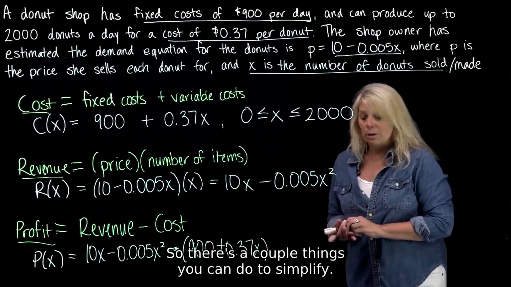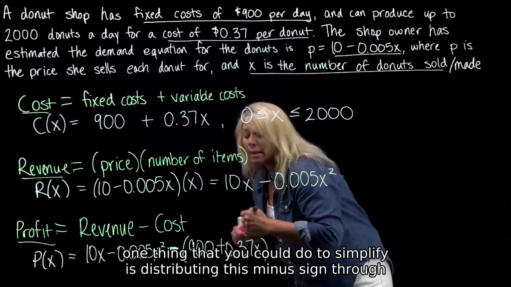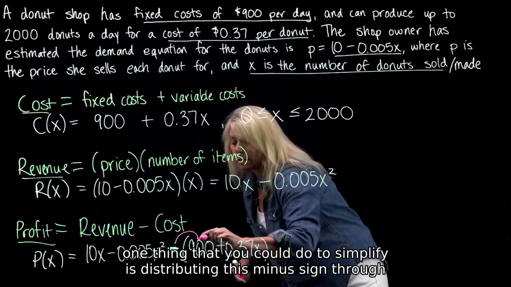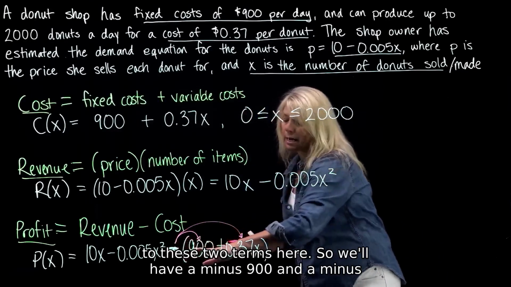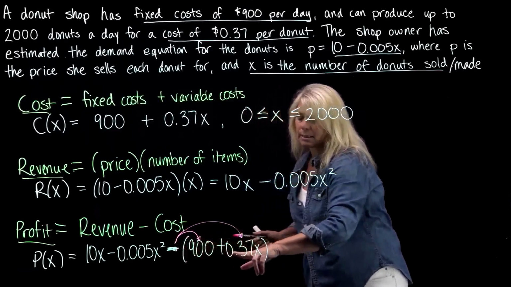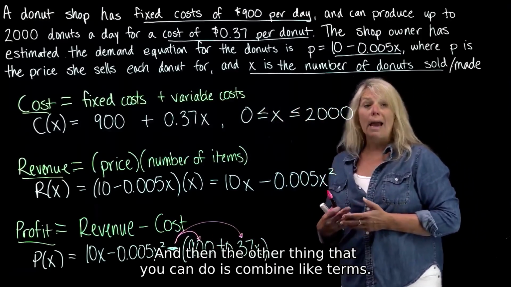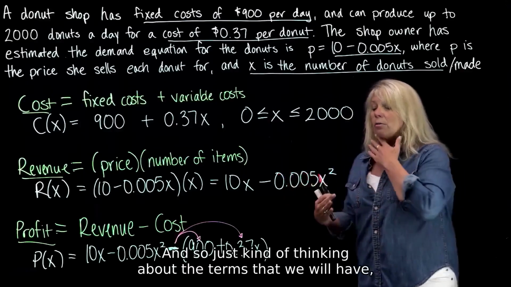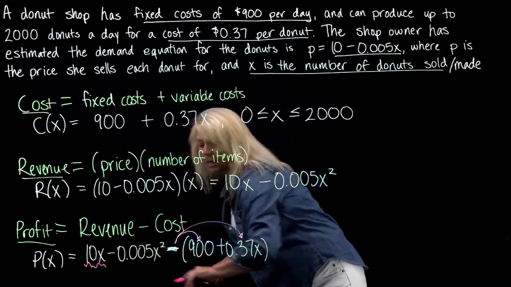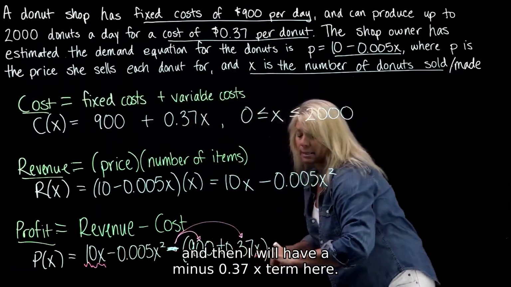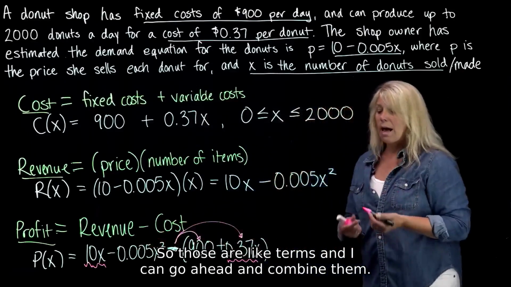So there's a couple things you can do to simplify. I'm going to combine them just to save a little space here. One thing that you could do to simplify is distributing this minus sign through to these two terms here. So we'll have a minus 900 and a minus 0.37x. And then the other thing that you can do is combine like terms. And so just kind of thinking about the terms that we will have, I've got a 10x term here, and then I will have a minus 0.37x term here. So those are like terms, and I can go ahead and combine them.